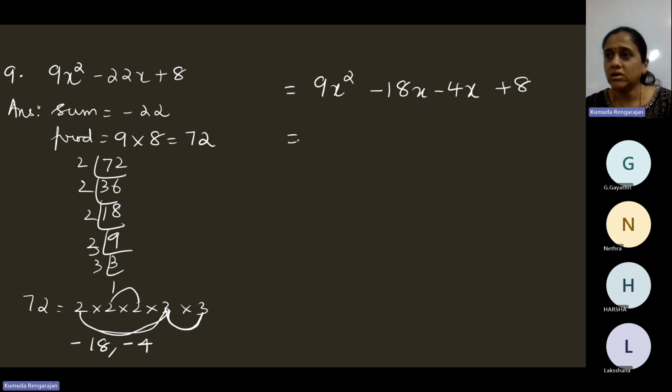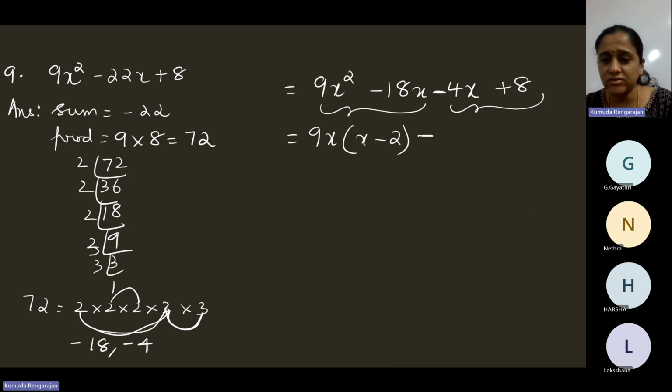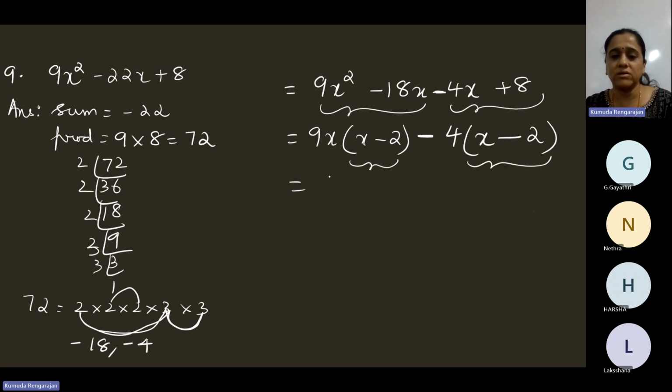Now, to go ahead, we'll have to group. Group the first two terms, group the last two terms. What's common between the first two terms? 9x. So in the bracket, x minus 2. This minus sign as it is. What's common? 4. And 4, minus 4x, minus into minus plus, 4 2s are 8. Now, this x minus 2 is common, and 9x minus 4 in the bracket.